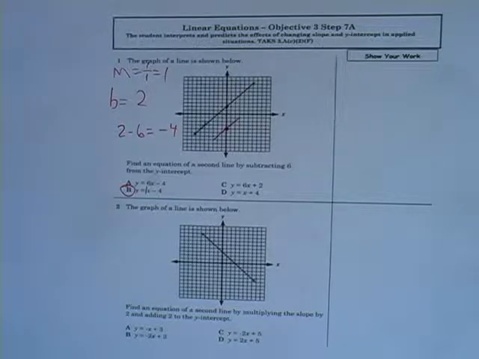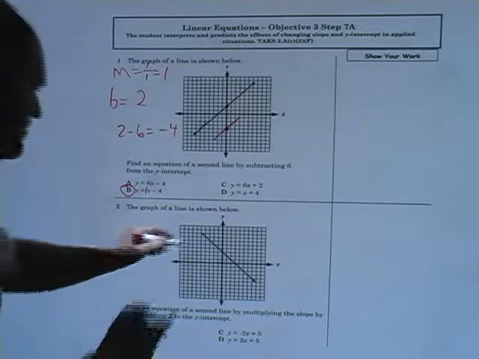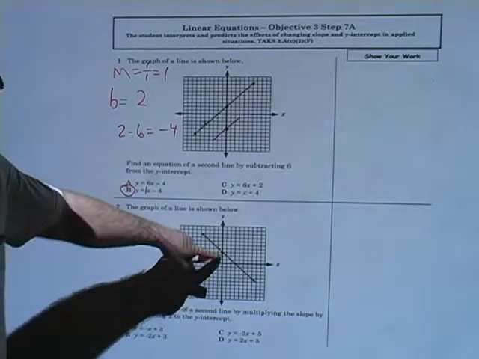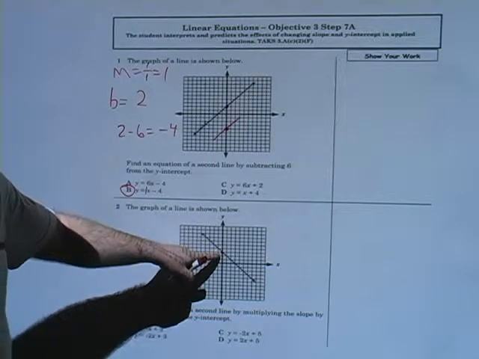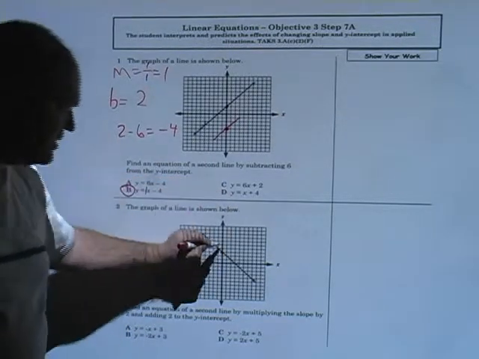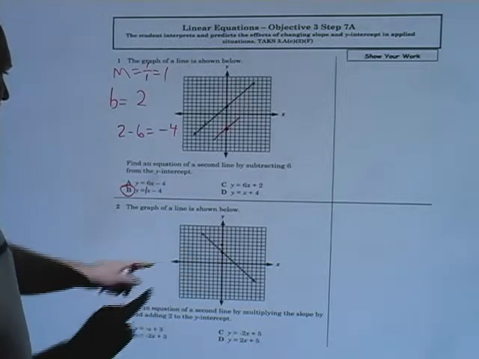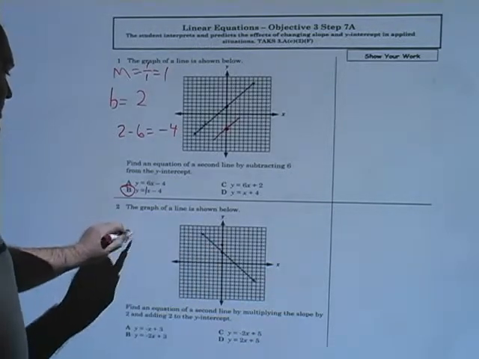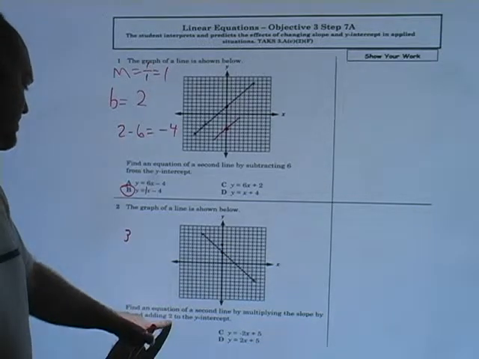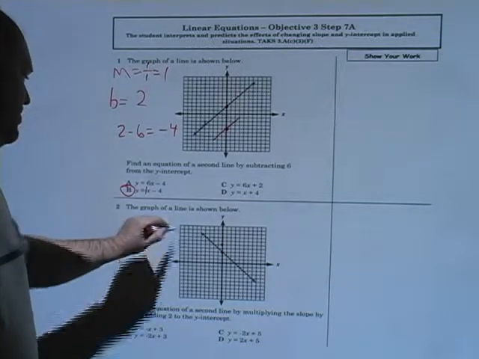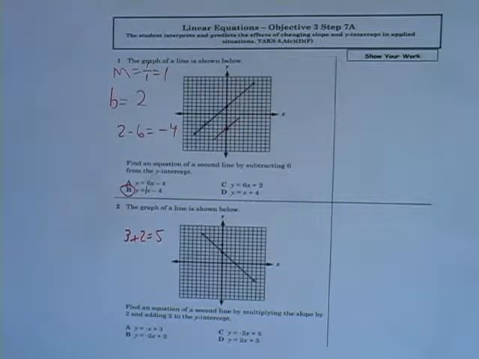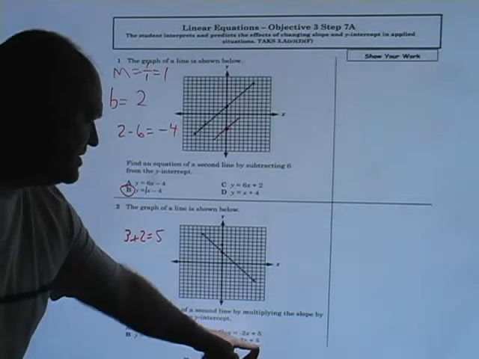It says find an equation of a second line by multiplying the slope by 2 and adding 2 to the y-intercept. Let's do the y-intercept first. Here's the y-intercept. If you add 2 to that, it's real easy. You just go up 2, be right here. Okay? So our new y-intercept is going to be, this one's at 3. We add 2 to that. So our new y-intercept is going to be +5 or -5, one of these two.